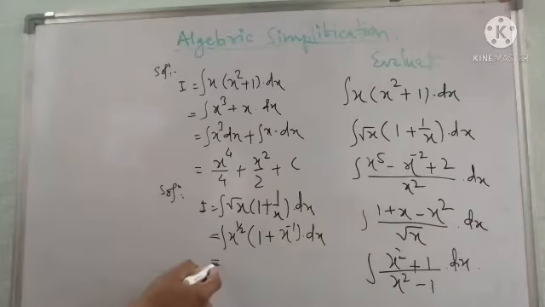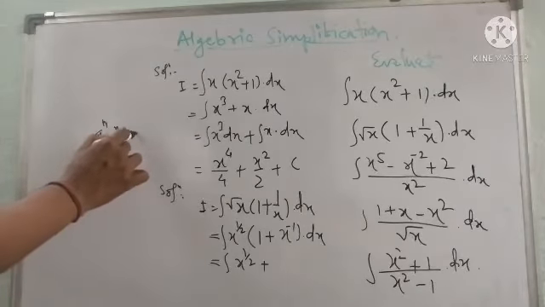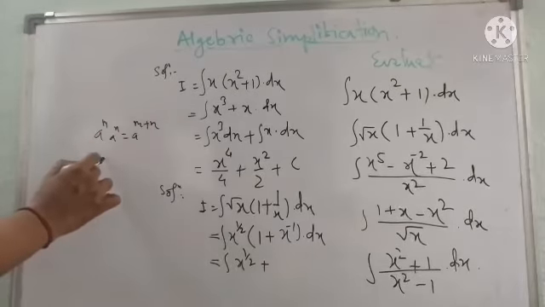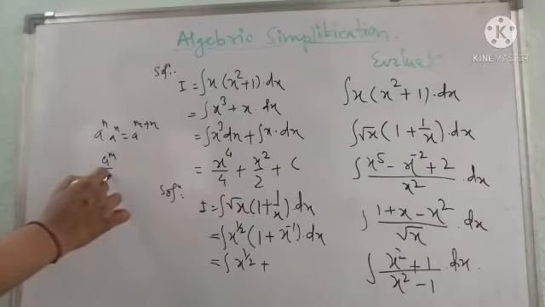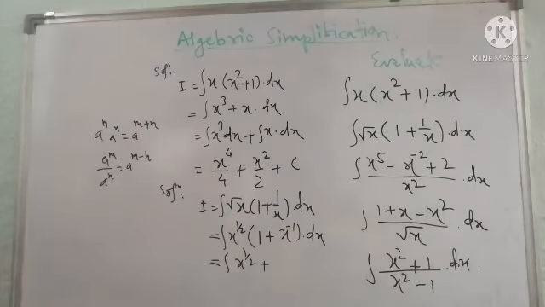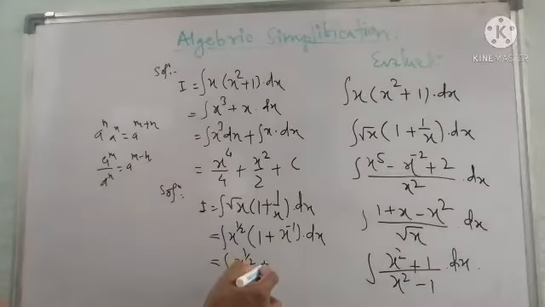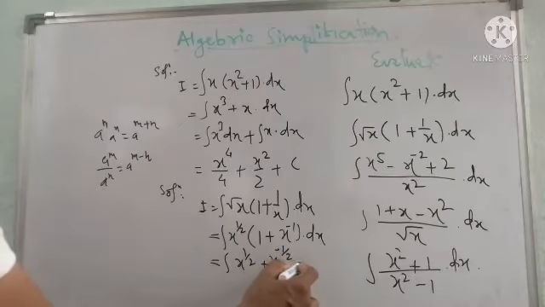Now a bracket multiplication is there. x raised to half into 1 is equal to x raised to half, plus x raised to half into x raised to minus 1. The indices rules are also algebraic rules used for simplification. We know a raised to m into a raised to n is equal to a raised to m plus n. Similarly, a raised to m upon a raised to n is equal to a raised to m minus n. Now here x raised to half into x raised to minus 1, the indices are in addition, so we get x raised to half minus 1, which is minus half, into dx.